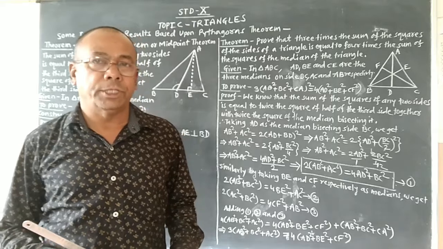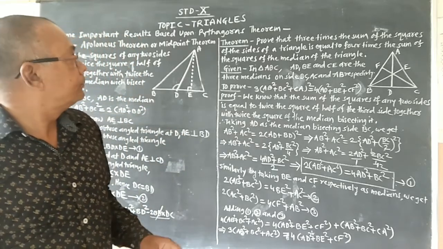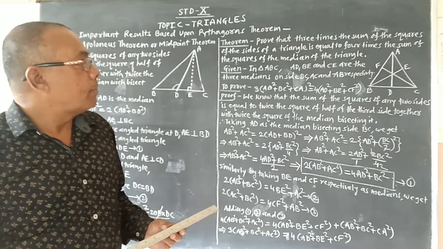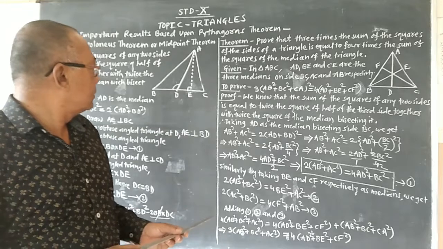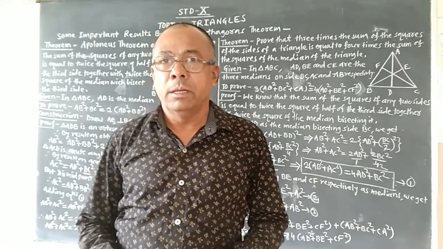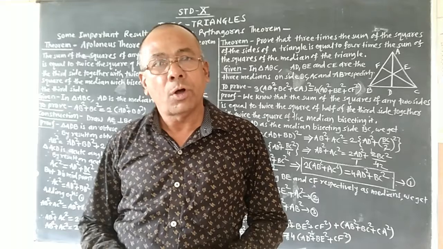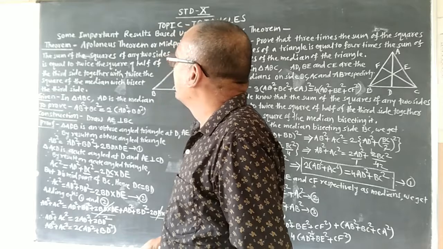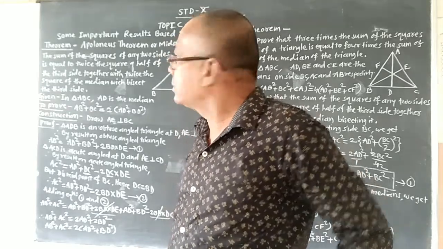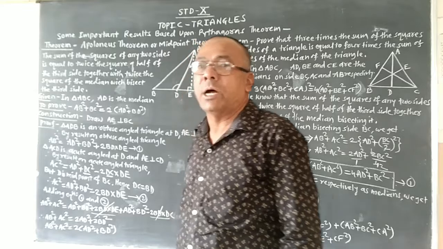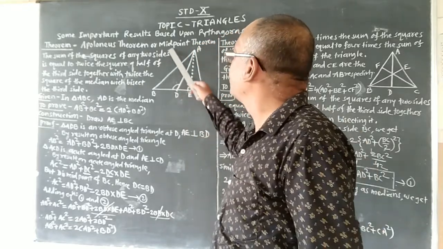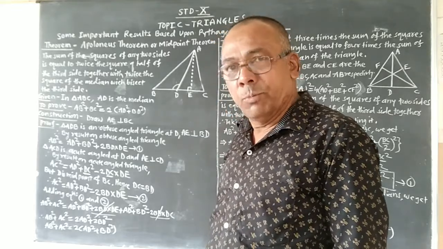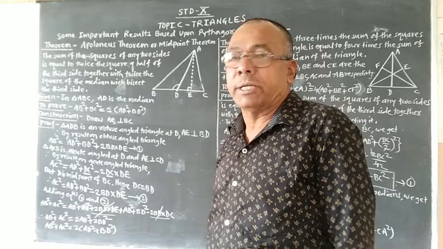Two theorems we have seen, that is property of acute angle and property of obtuse angle. So these two properties we have seen, and now related to these two properties we have to see one more property, that is known as Apollonius theorem, or it is known as midpoint theorem. Its one more name is Pappus theorem.